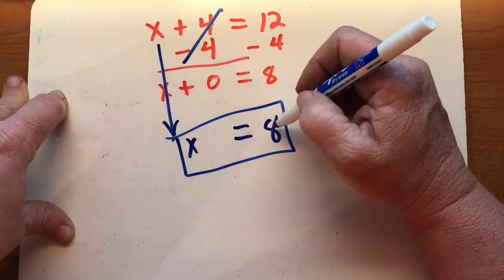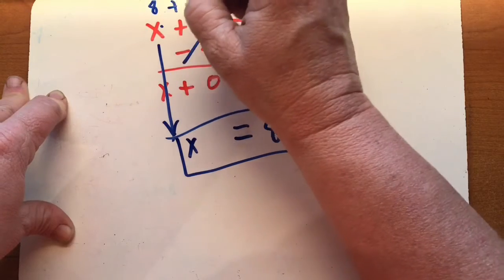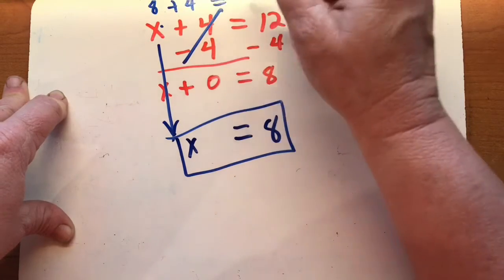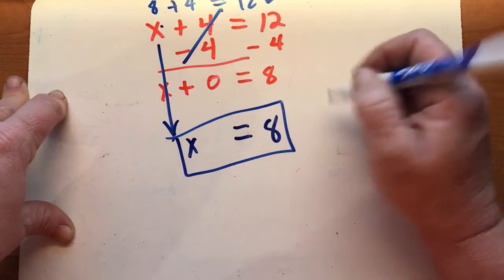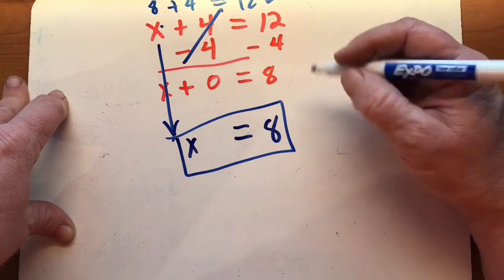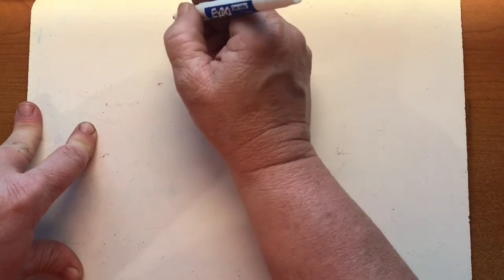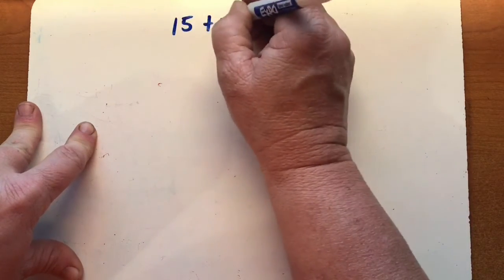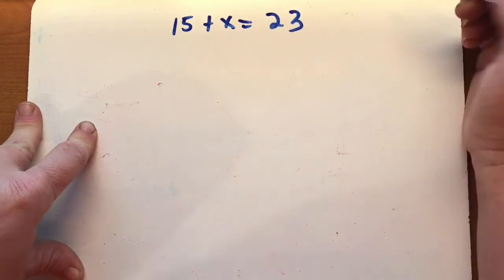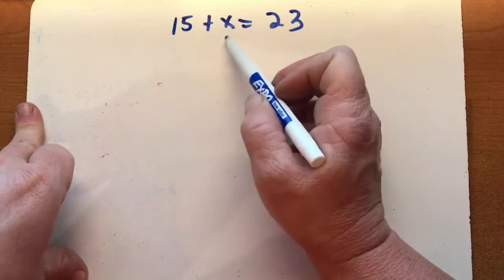And you can always check by then plugging this number back into here. Well, 8 plus 4, does that equal 12? Yes, it does. Okay, so this is the right answer. I didn't make a mathematical error. Okay? So, let's look at another one where things are in a different place. So, here, it's the same thing, only the x and the number we're getting rid of are in different places.